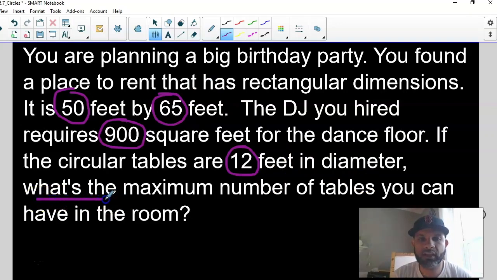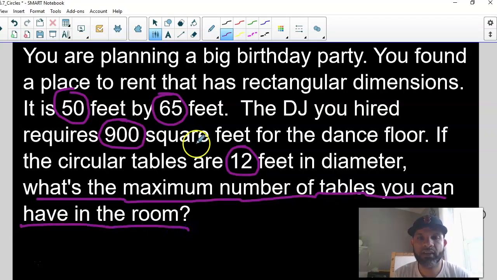We're going to underline the question. Okay, we want to figure out how many tables we need. Okay, we're going to box the keywords here. All right, well, believe it or not, this right here, 50 feet by 65 feet, is very important.